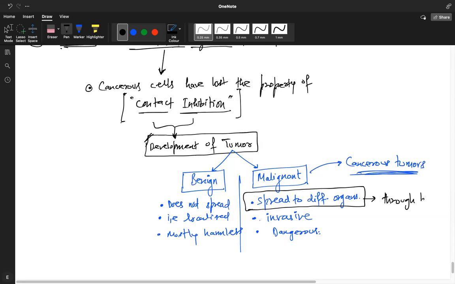through blood, that kind of movement is called metastasis. And metastasis is a property of cancerous tumors. So when we say that this tumor has metastasized, it means that it has become cancerous.